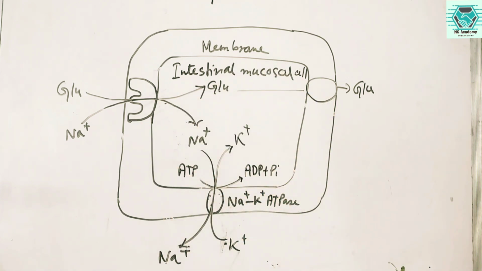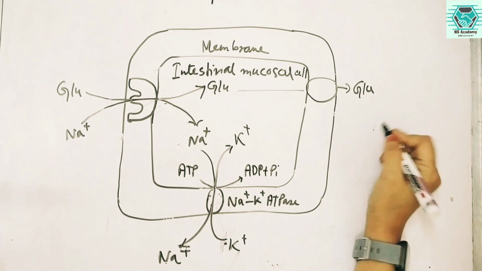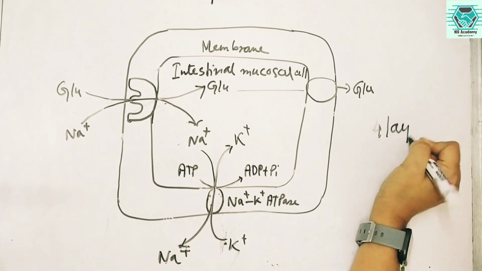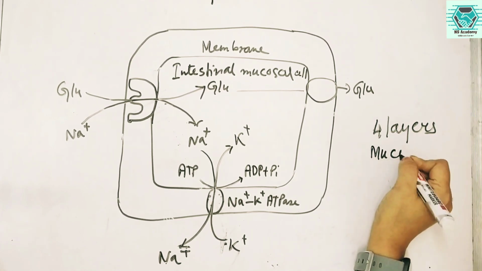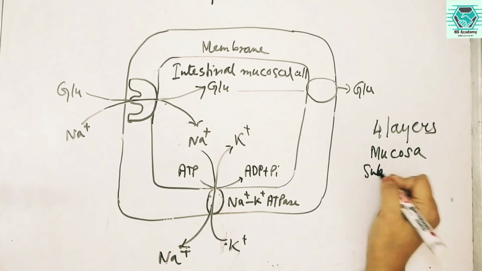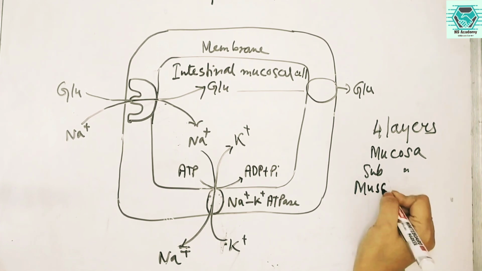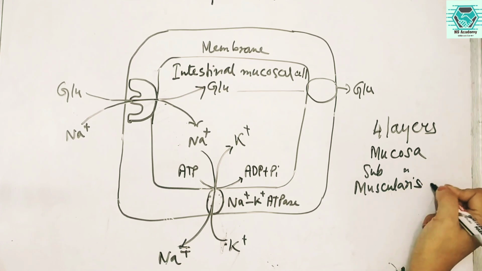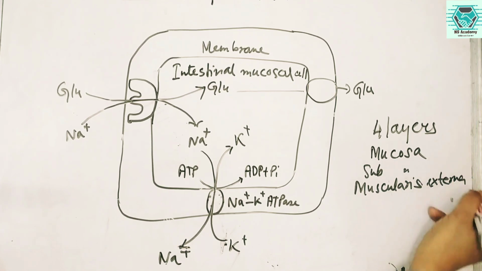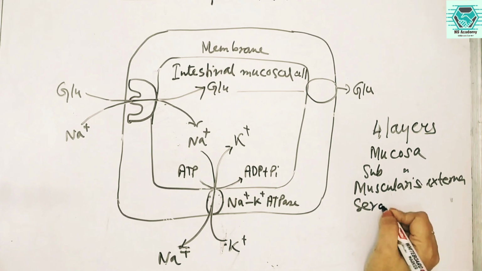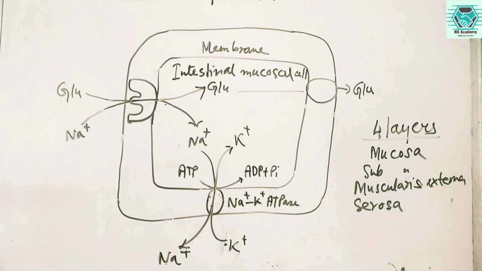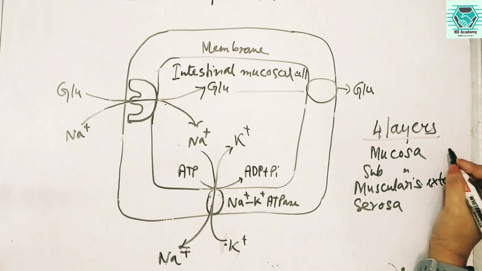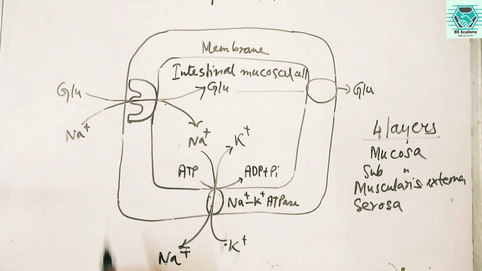Basically, our intestine has 4 layers. What are these? The innermost layer is the mucosa, then the submucosa, the muscularis externa, and the outermost thin layer is the serosa. In the mucosa layer there is a thin lining epithelium which is columnar in nature, and this is basically the intestinal mucosal cell.